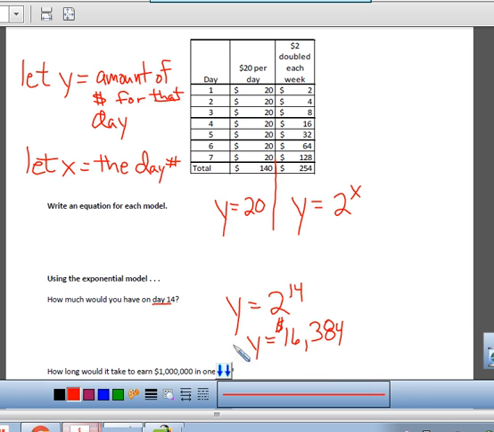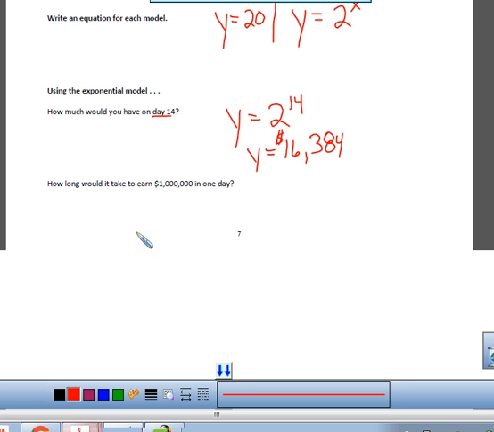Now, that is not the total that you have, because you'd have to add up all the numbers above that. That's just the amount that you get for that day. On day 14, for the other example, you would just get $20. That just stays the same.